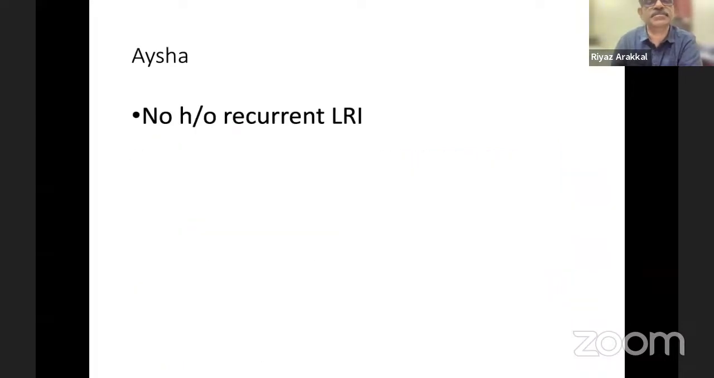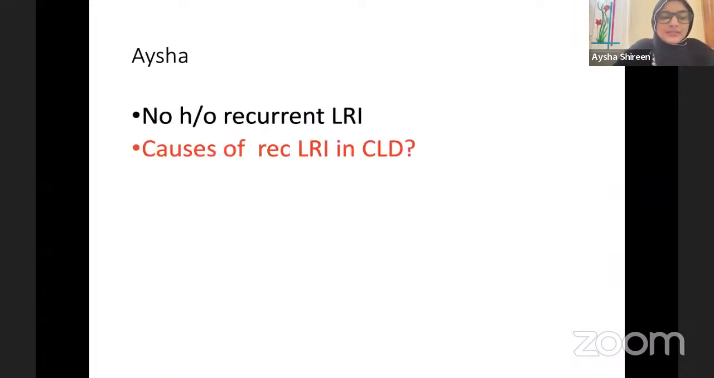Okay, Aisha. There is no history of recurrent lower respiratory infection. What are the causes of recurrent LRI, or which chronic liver disease can cause recurrent LRI? Conditions like cystic fibrosis. Vishnu, anybody in the chat box?